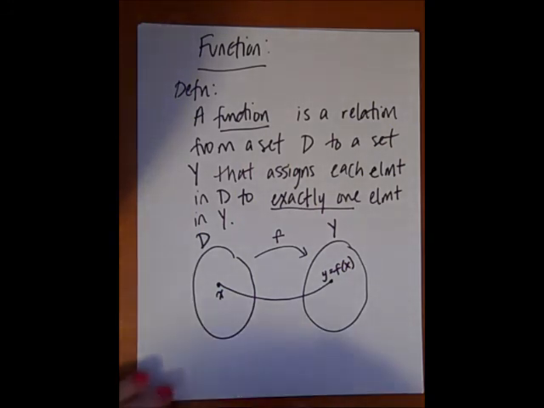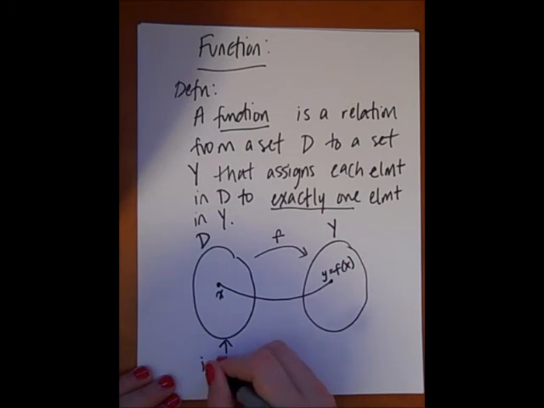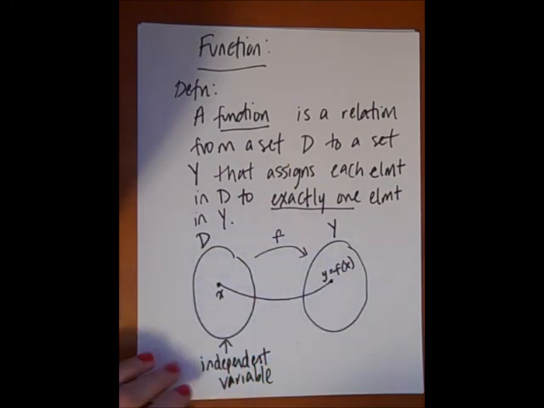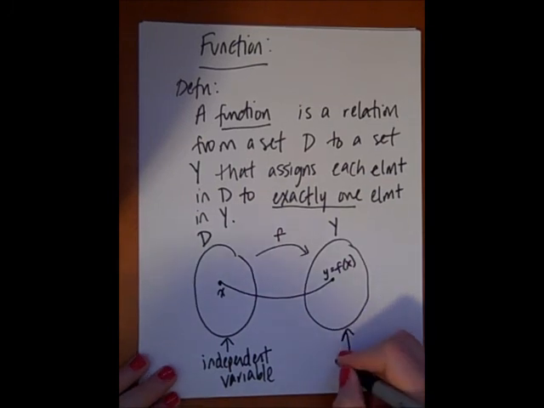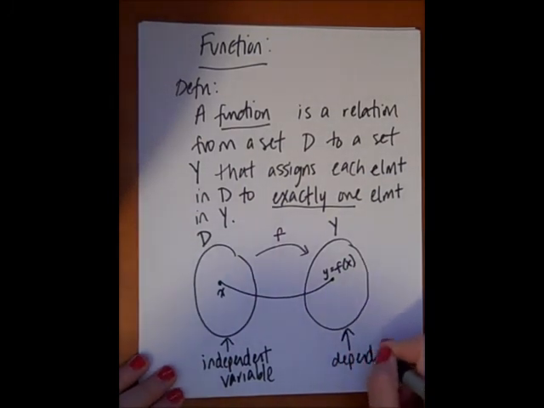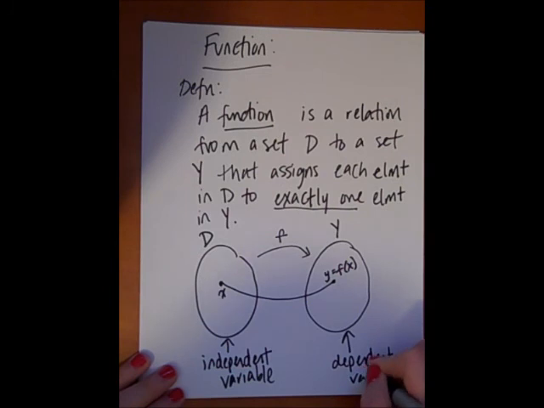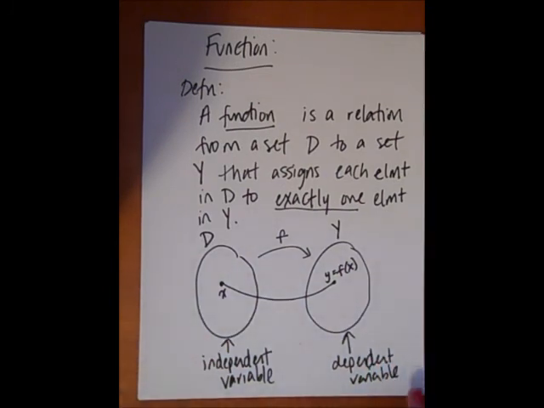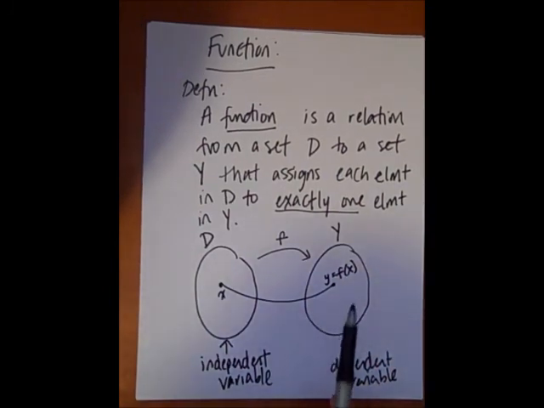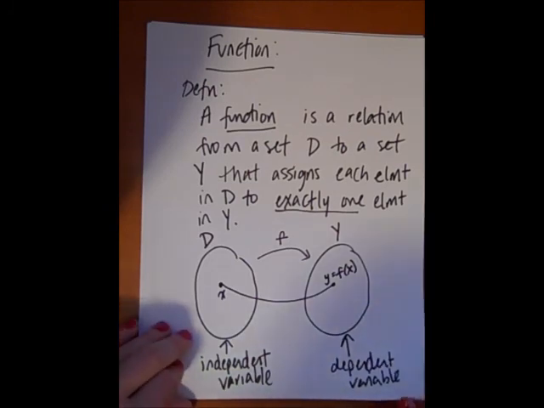In this example, x is your independent variable, meaning I'm free to choose whatever x I want in this set, and y is your dependent variable. So why is it dependent? Well, that's because y depends on what x I chose. Depending on what I choose over here in my domain, that's going to tell me what my output is. So a couple examples of this.